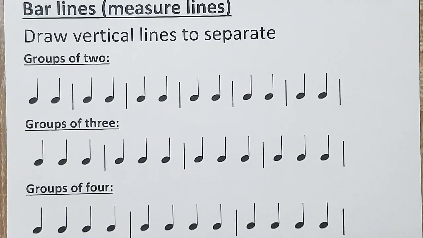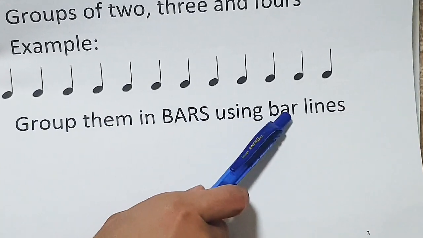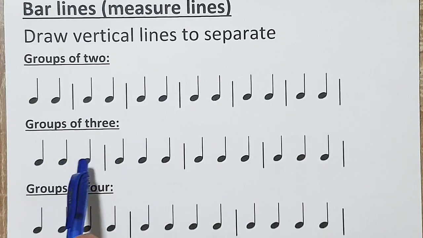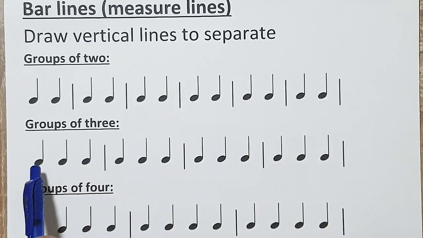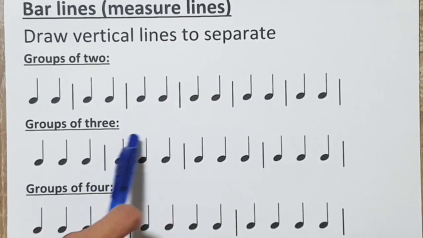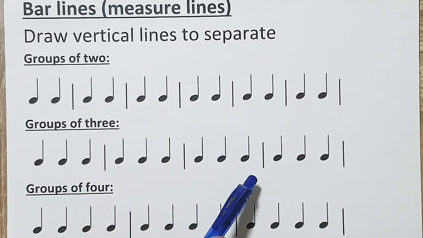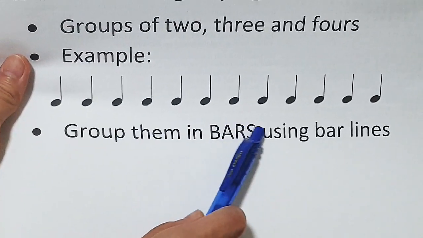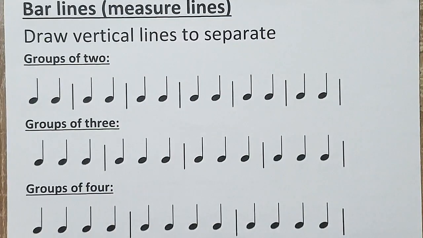If you want to put the 12 crotchets into groups of 3, we will draw a bar line after 3 notes, after 3 crotchets, or you can say after 3 beats. So there are 3 beats in every bar. If you want to put the 12 crotchets into groups of 4, you just have to make sure there are 4 beats in each bar.